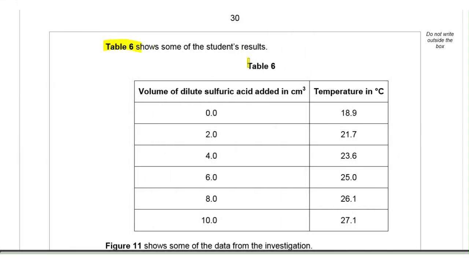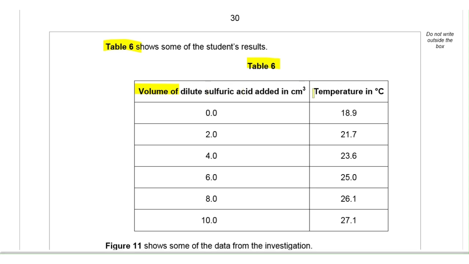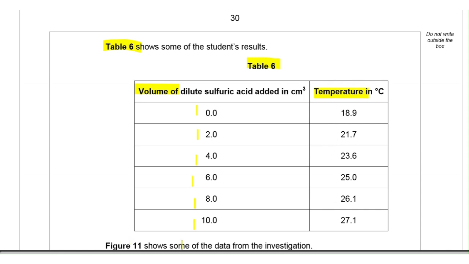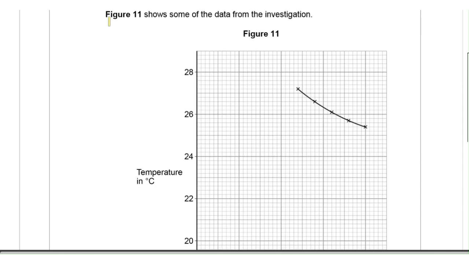This shows some of the student's results, and here we are. We've got a column that says volume of dilute sulfuric acid in centimetres cubed, and the second column, temperature in degrees C. And if you go down, the volumes are going up by 2 centimetres cubed each time, and you can see here a range of temperatures going up. We're going to come back to these in a moment. Figure 11, that's the graph, shows some of the data from the investigation. So you've got a partly drawn line here.